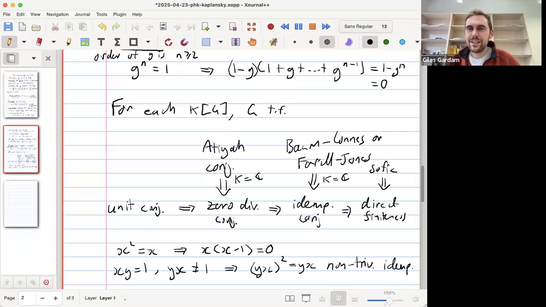If a group is sofic, then it has as a consequence that the group algebra or group ring is directly finite. So again, there's this kind of complicated question which has a very concrete prediction for the group ring. So if you could find a group ring that was not directly finite, then you'd have a very concrete proof that that group's not sofic. Okay.